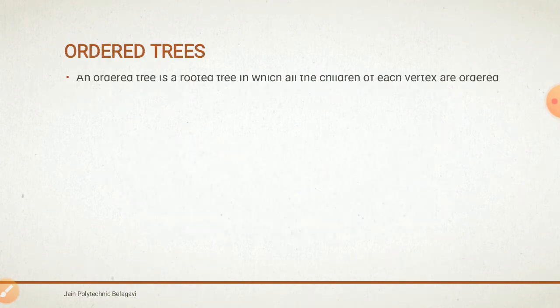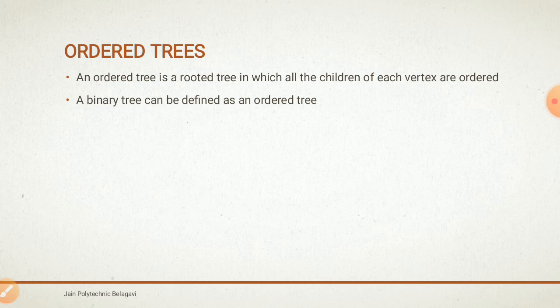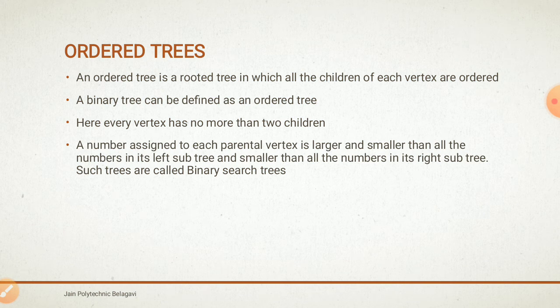Next we have ordered trees. An ordered tree is a rooted tree in which all the children of each vertex are ordered. A binary tree can be defined as an ordered tree. Here, every vertex has no more than 2 children, and a number assigned to each parental vertex is larger than all the numbers in its left subtree and smaller than all the numbers in its right subtree. Such trees are called binary search trees.